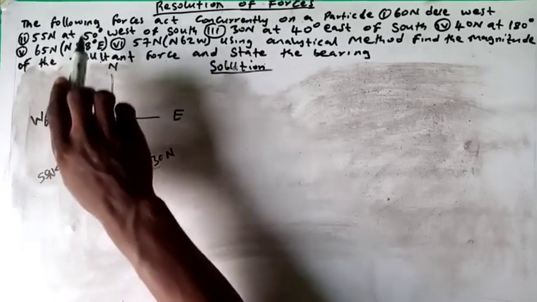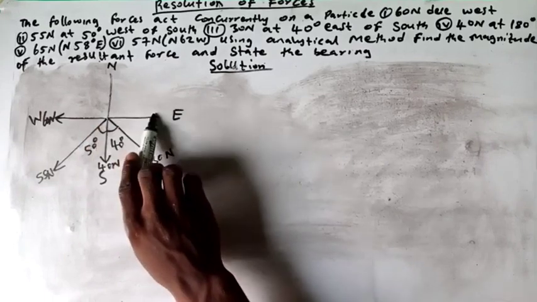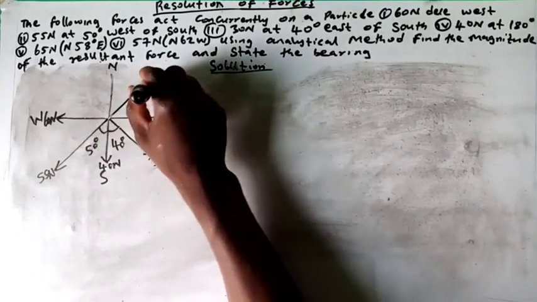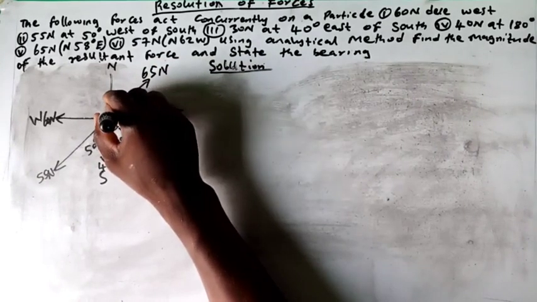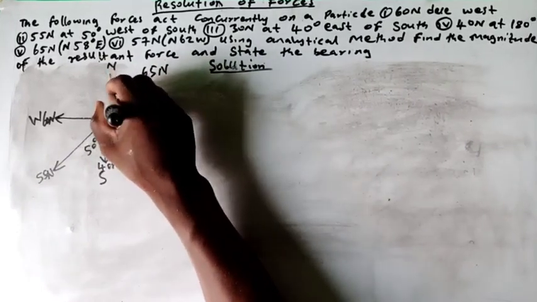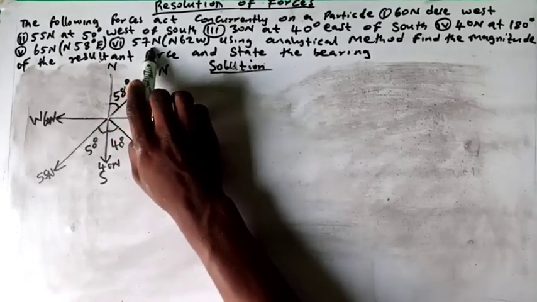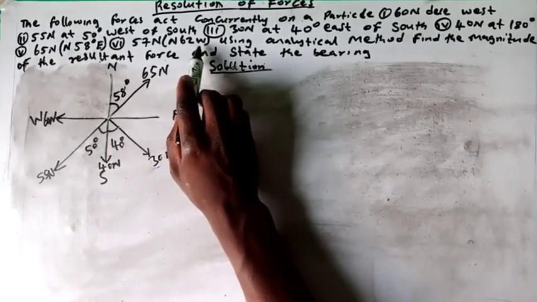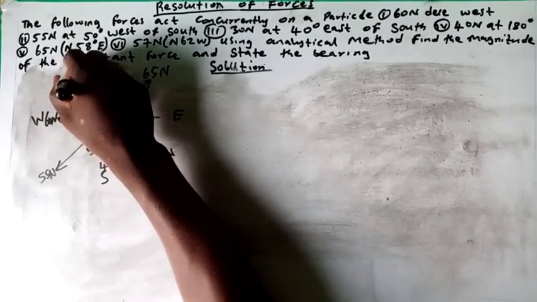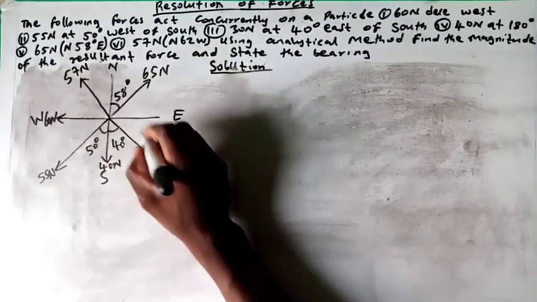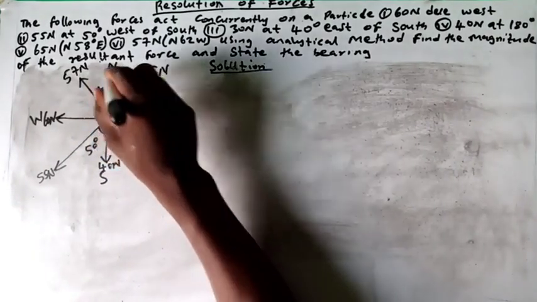65 Newton north 58 degrees east. North 58 degrees east. We have the force here, 65 Newton. Compass bearing north 58 degrees. Then the next one is 57 Newton north 62 degrees west. We have the force here, which is 57 Newton, 62 degrees west. Here is 62 degrees.